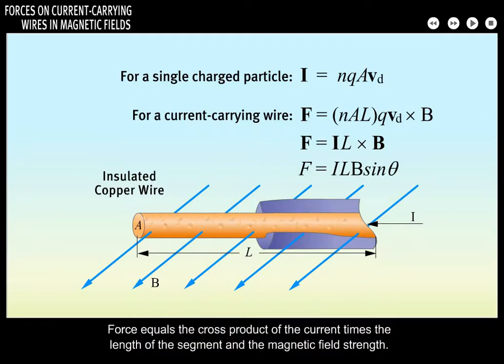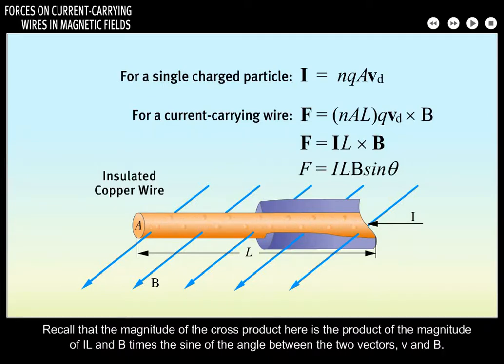Force equals the cross product of the current times the length of the segment and the magnetic field strength. Recall that the magnitude of the cross product here is the product of the magnitude of IL and B times the sine of the angle between the two vectors L and B.